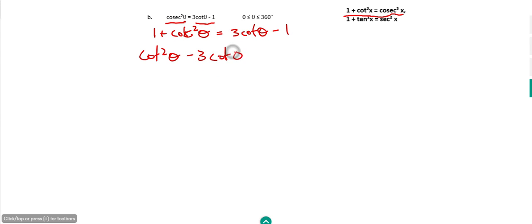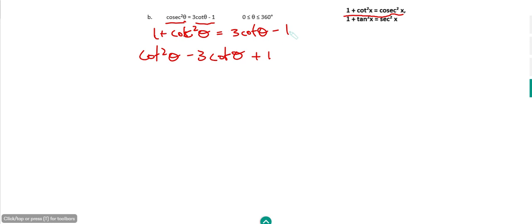So in this case, we've got theta rather than x to label the angle. So we can write this as being 1 plus cot squared theta equals 3 cot theta minus 1. So again, this looks like a quadratic, as these sorts of questions often do. So we're going to take everything over to the left-hand side. So if we do that, we've got cot squared theta minus the 3 cot theta, if we take that over to the left-hand side. And then we've got the 1 we already had here.